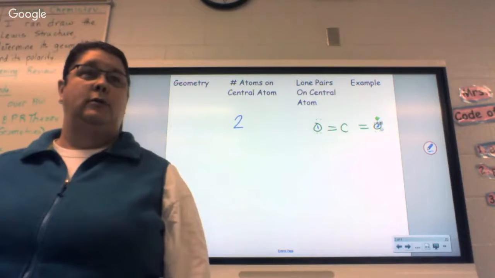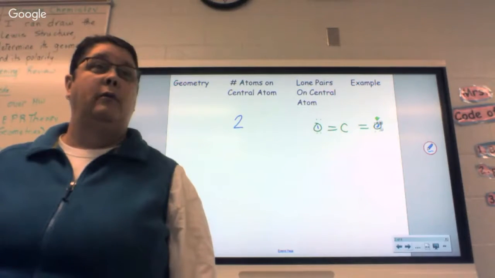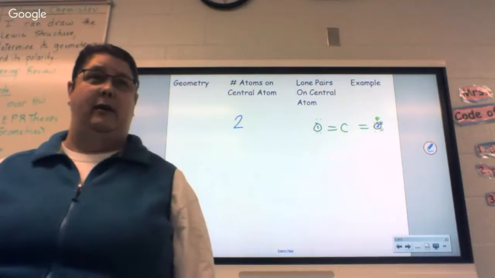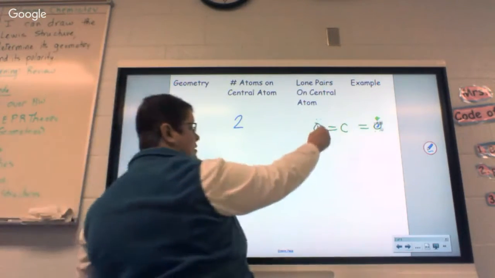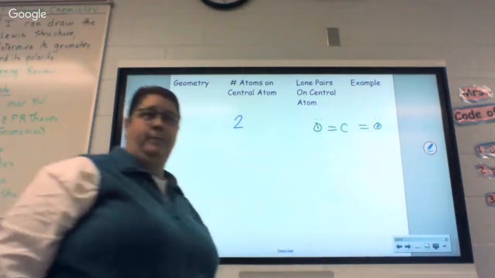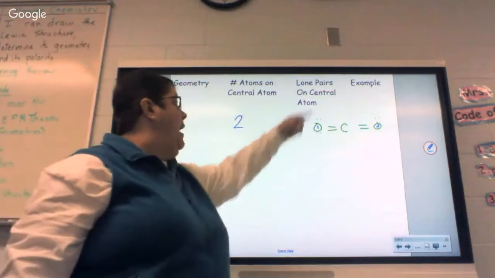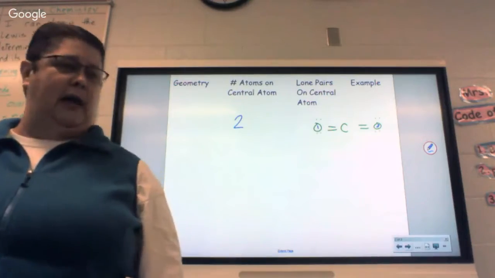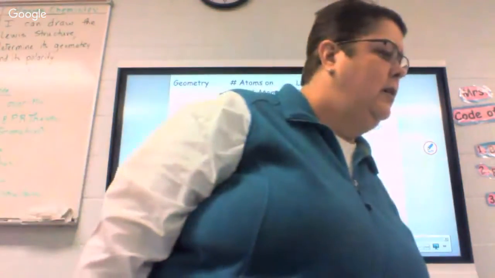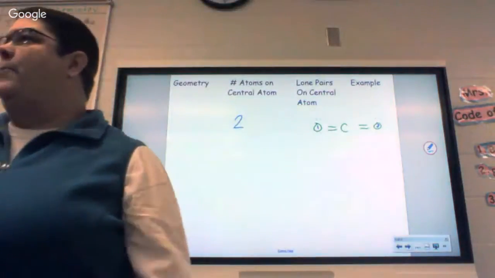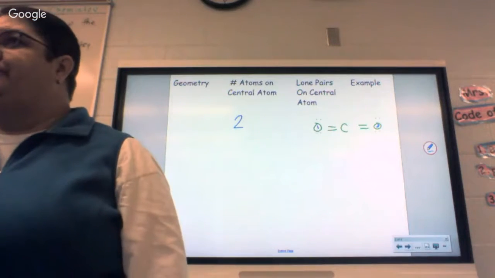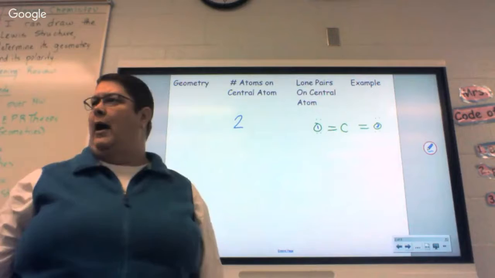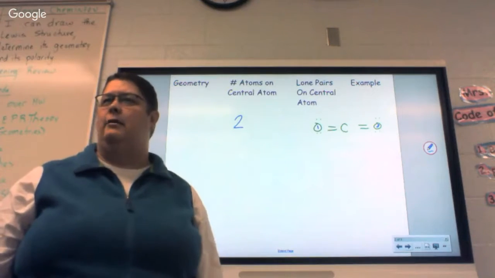Now, those are the atoms. We're not counting bonds or anything like that. We're counting atoms. So there's 1 oxygen, there's 2 oxygens. Now, the number of pairs on the central atom refers to the number of lone pairs. I think I actually typed lone pairs on there, because I had more space. So lone pairs are what again? The dots. So who is my central atom? How many dots do you see on the C?